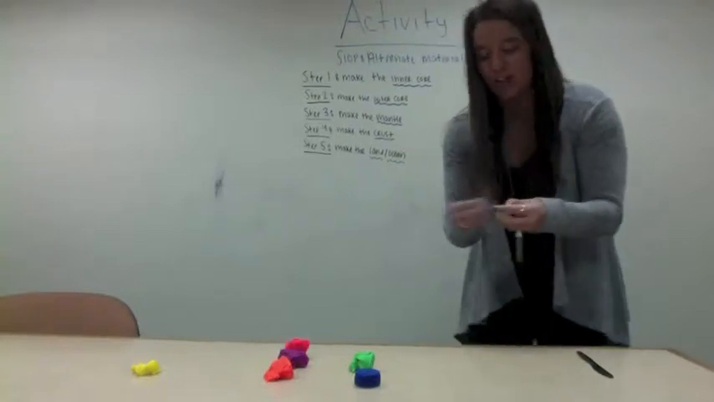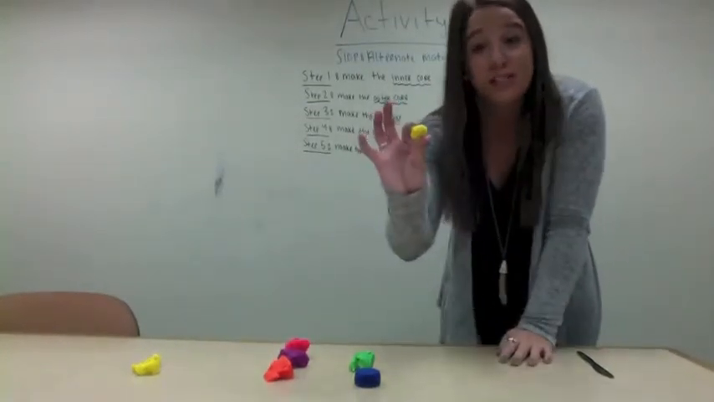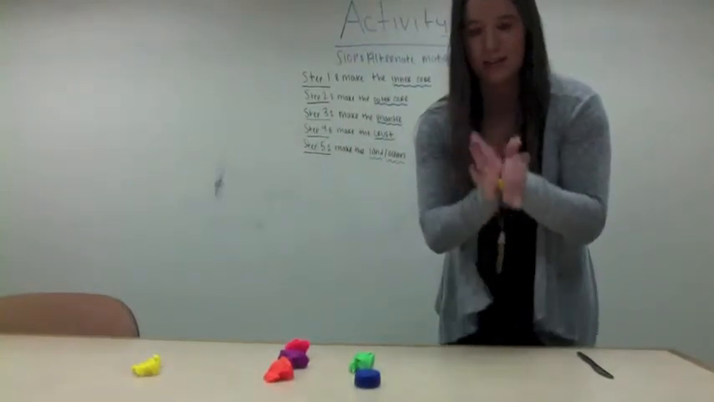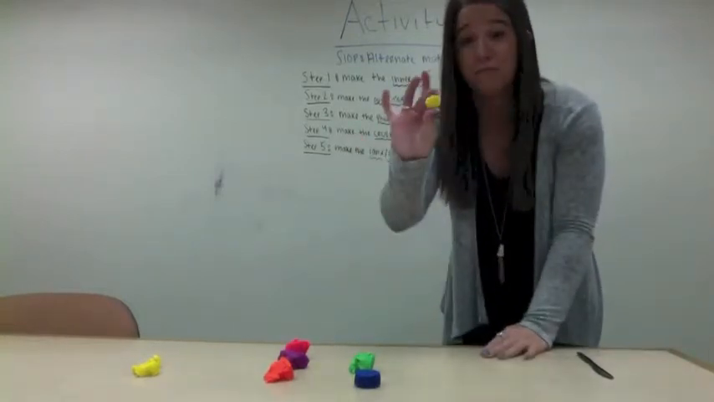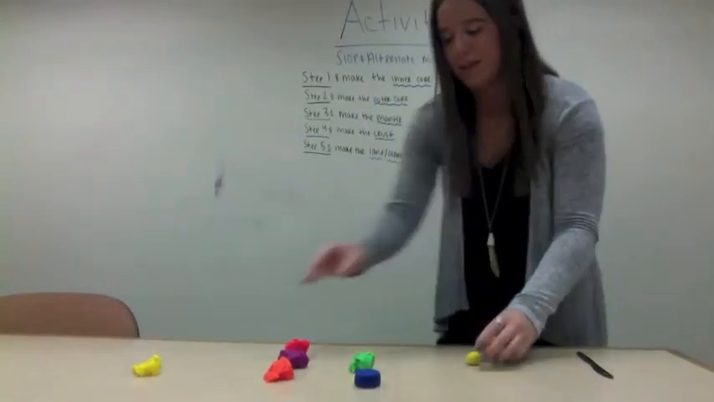So first, we're going to make the inner core. So we're going to be using yellow for this. So I need you to roll it in a ball like this. See, it is now a ball. This is going to represent the inner core.